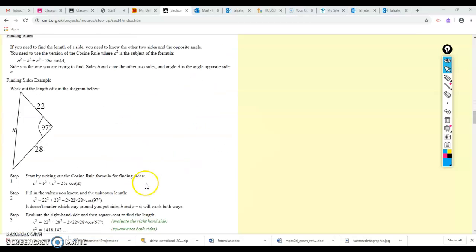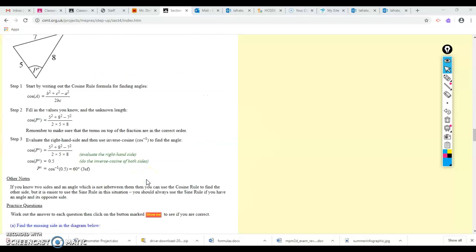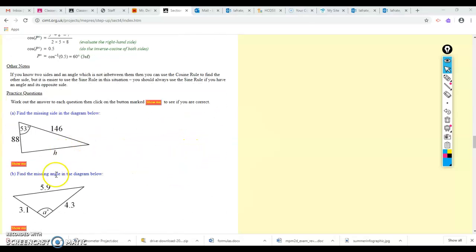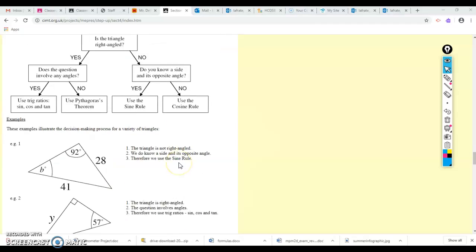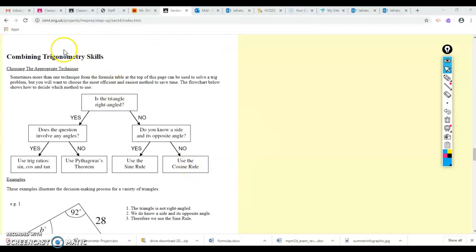There's the same thing for the cosine rule as well. Try the workout, and you can click on the Show Me to assess your own work, to do some self-assessment. So the biggest part is combining all these different tools together.